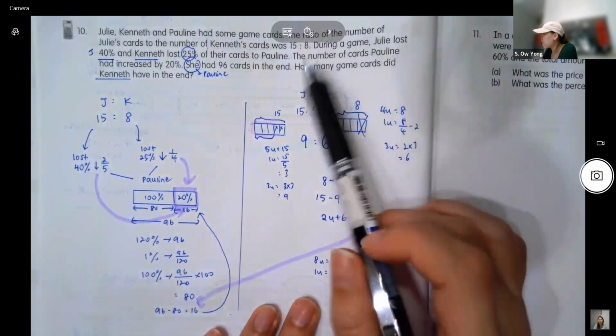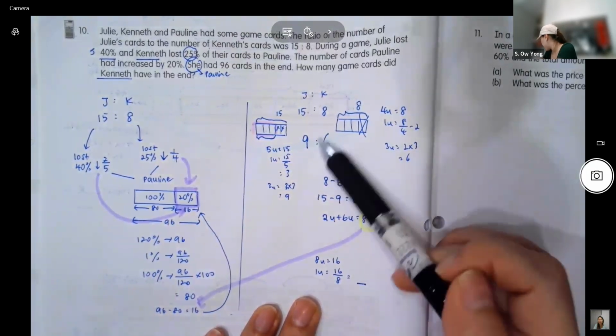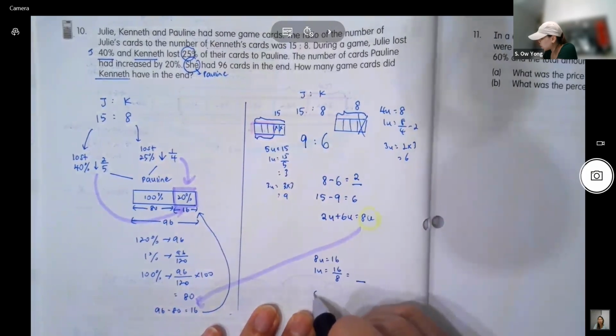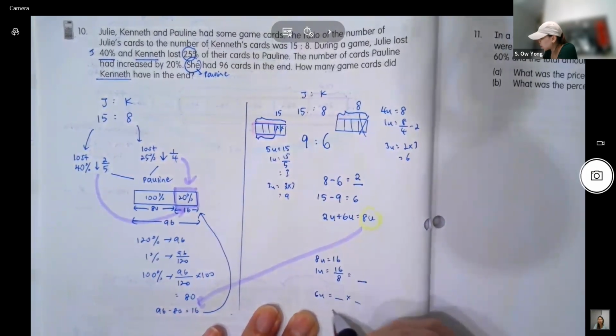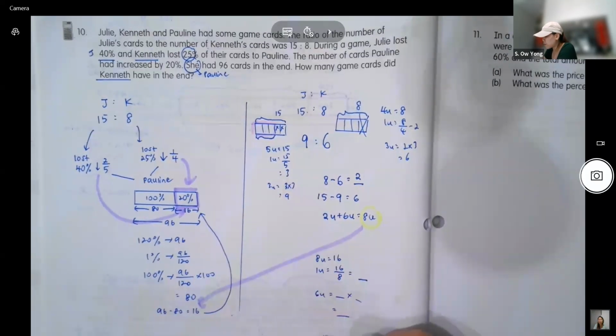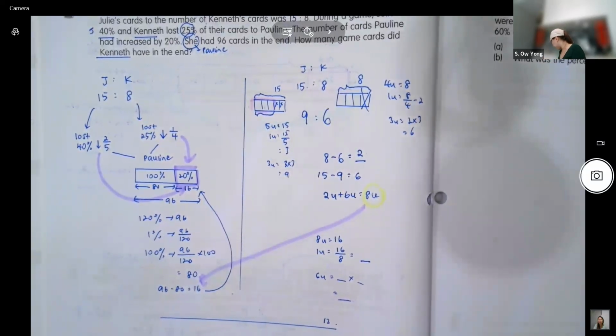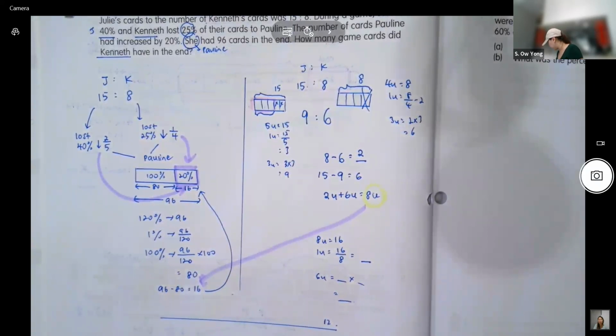Now they ask you, how many game cards did Kenneth have in the end? Kenneth will have 6 units. So 2 times 6, you will get final answer 12. Okay, so you write your final answer in before we move on to the last question, question 11. Take a break, pause it a while, try to digest this question before we move on to question 11.